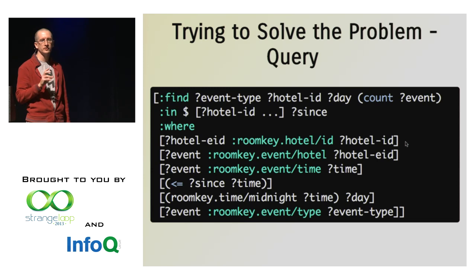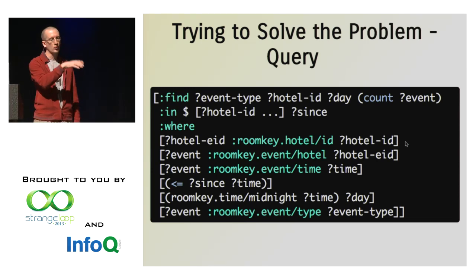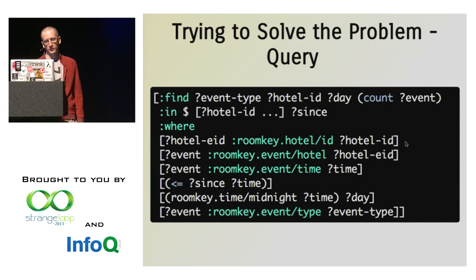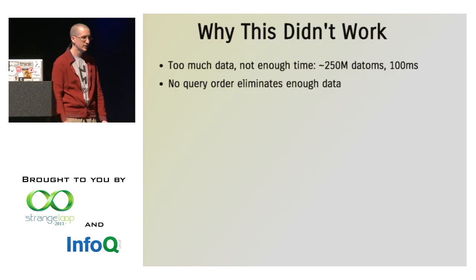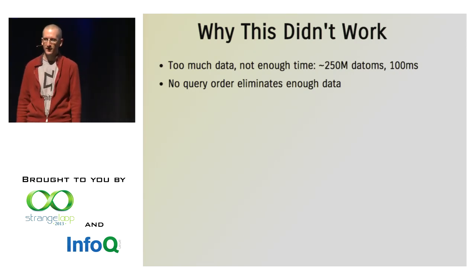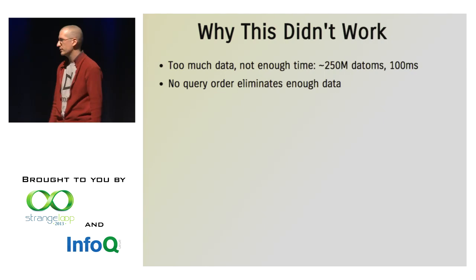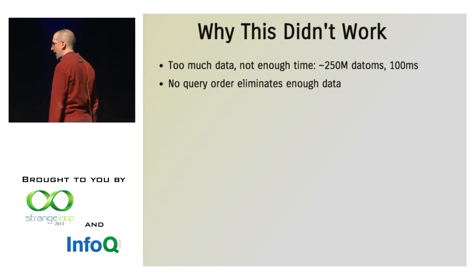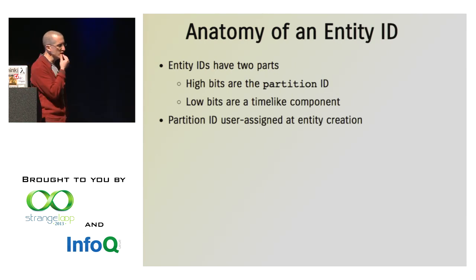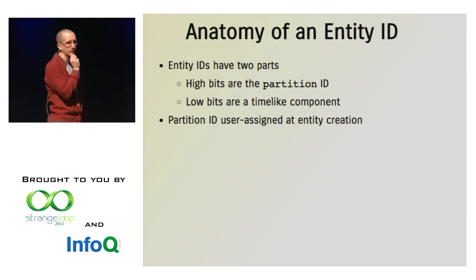For us, there was no query order. We did make that mistake, but even after we optimized it, there was still no query order that was going to get us the answer to, for this arbitrary set of hotels, tell me a count of everything by event type in the last 30 days. It just wasn't going to work. After doing a little more thinking and getting some help from Rich, we were able to take another approach that did work.